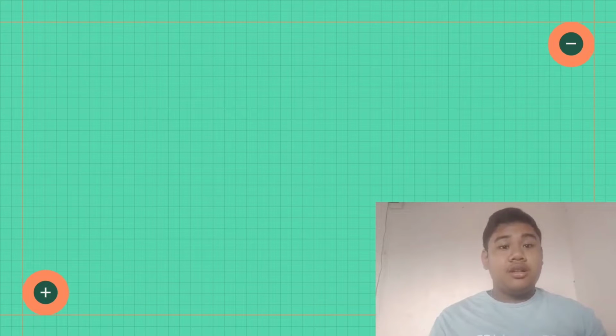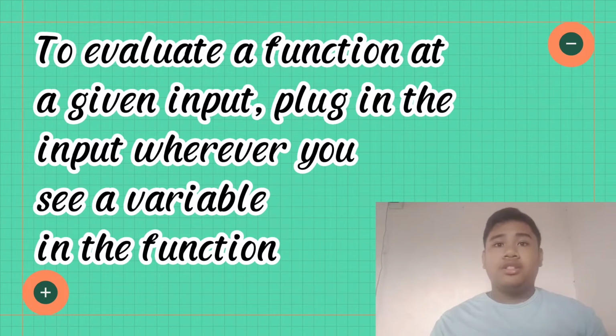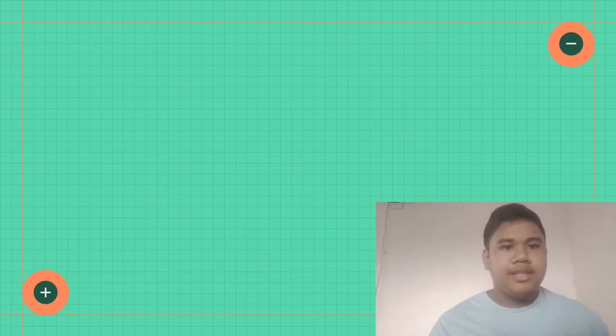Evaluating a function is also under the basic concept of function. To evaluate a function at a given input, plug in the input wherever you see a variable in the function, then simplify it. Easy as that.